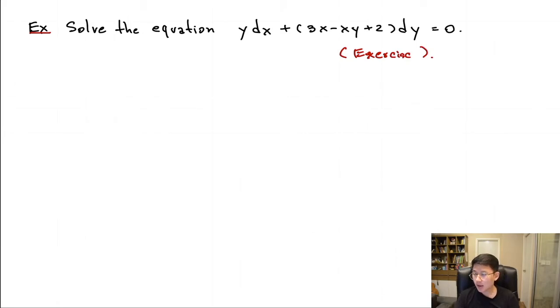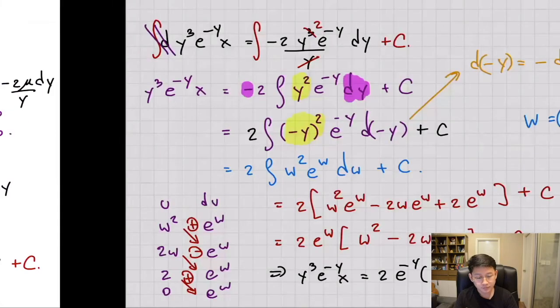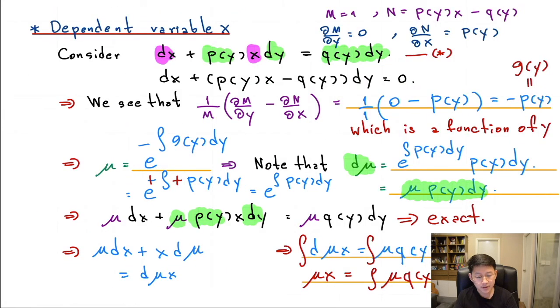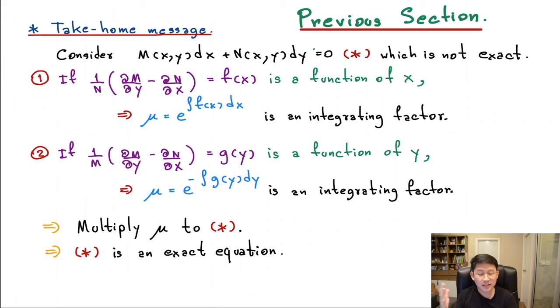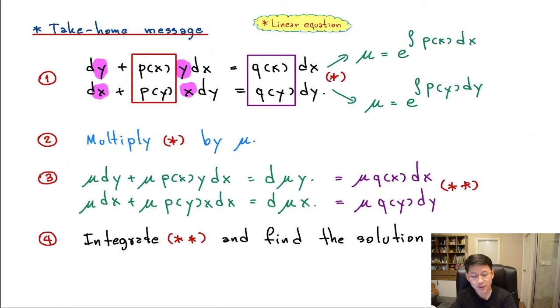So that's it for this section. Just to sum it up, we talked about the linear equation, which can be in either this form or this form. This is when y is the dependent variable, and here when x is the dependent variable. And we have y dy, the rest are x dx, the rest are y.